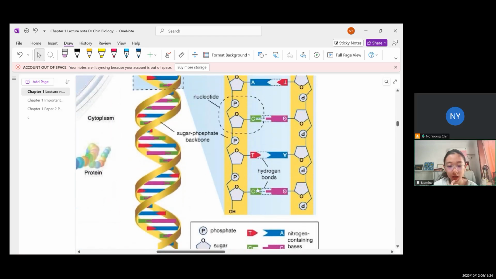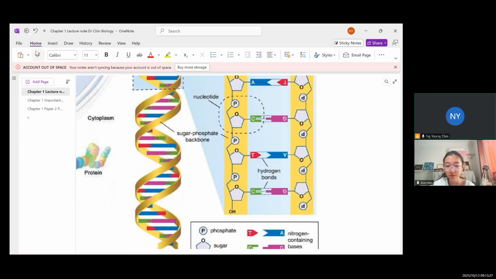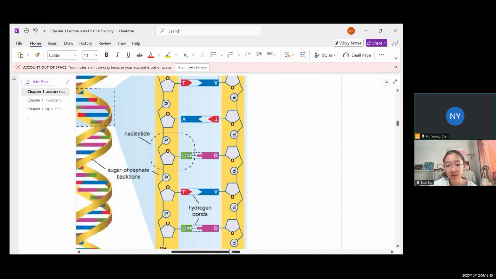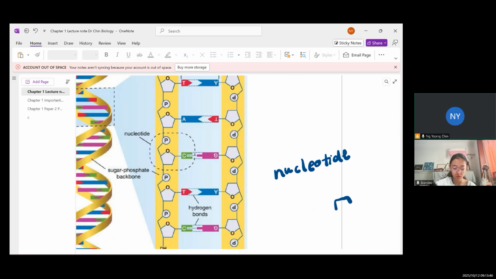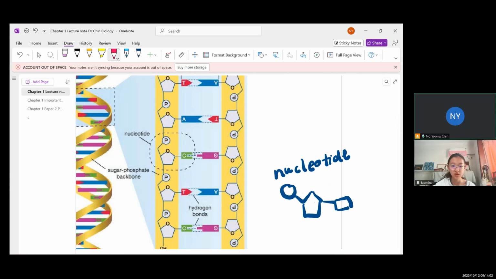Let me draw. Nucleotide is something like this. Nucleotides form the basic unit of the DNA. So a nucleotide contains 3 structures. The base, which links to the pentose sugar, and then to the phosphate group, like this. Yes, they have 3 structures inside the nucleotide.